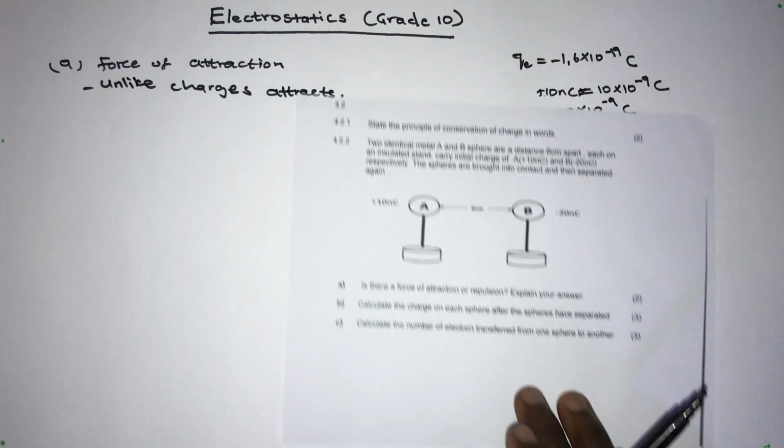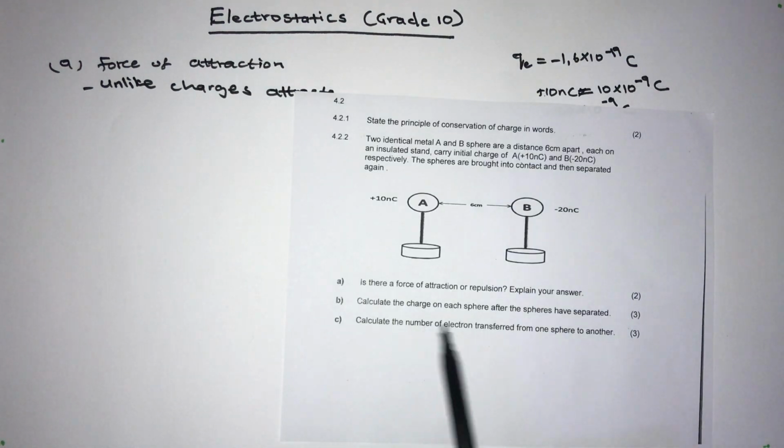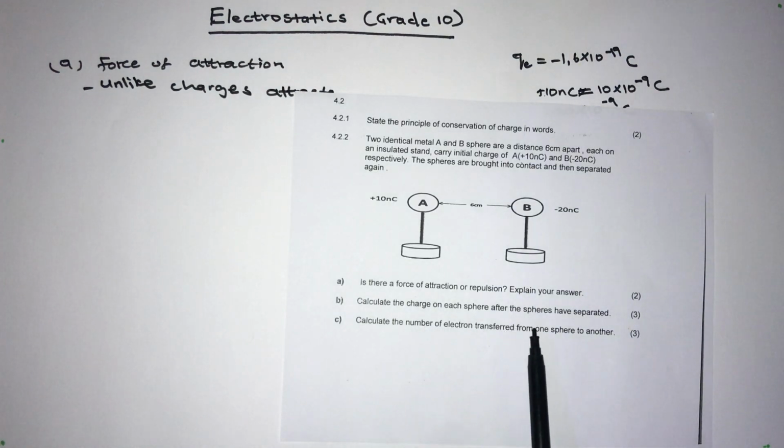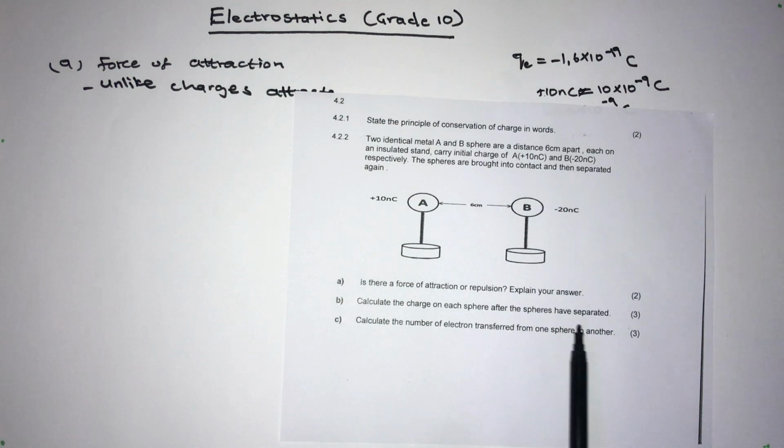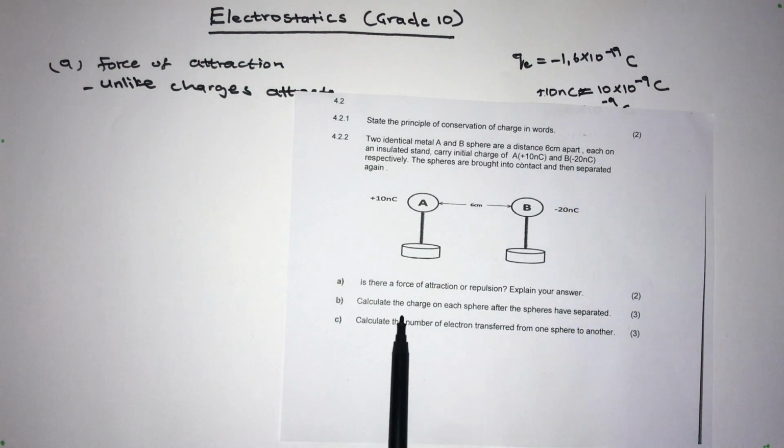Then B, calculate the charge on each sphere after the spheres have separated. The charge on each sphere is a new charge since they were brought into contact. Like I said, when they get separated, they form a new charge.